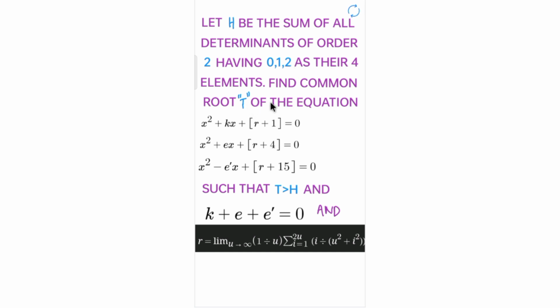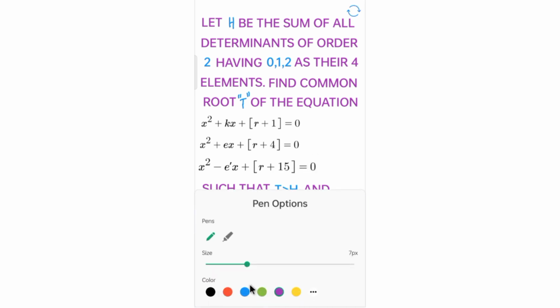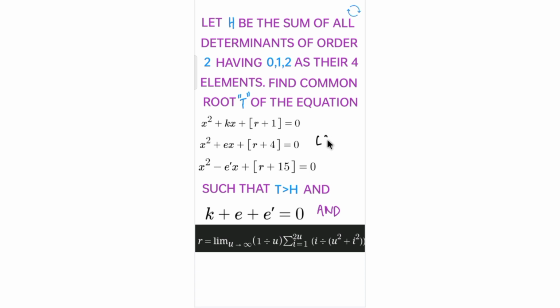Find the common root T of the equations x² + kx + [r] + 1 = 0, x² + ex + [r] + 4 = 0, x² − e'x + [r] + 15 = 0. So what is the box here? The box is the GIF, the greatest integer function, such that T is greater than H. T is the common root and H is the sum of all determinants of order 2 having 0, 1, 2 as the elements. And the fourth condition is k + e' = 0.